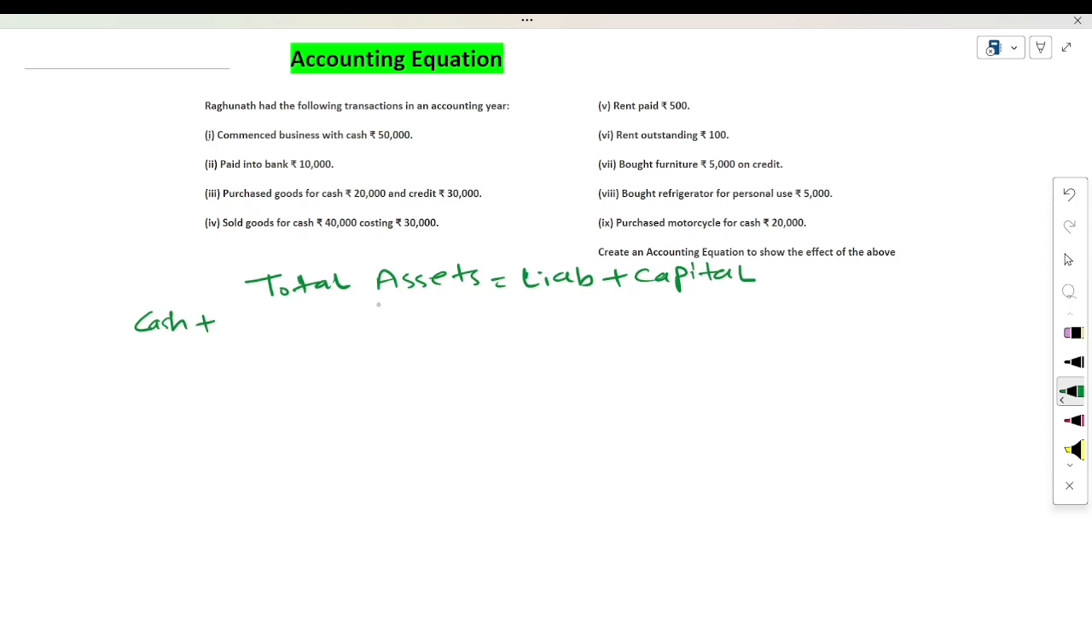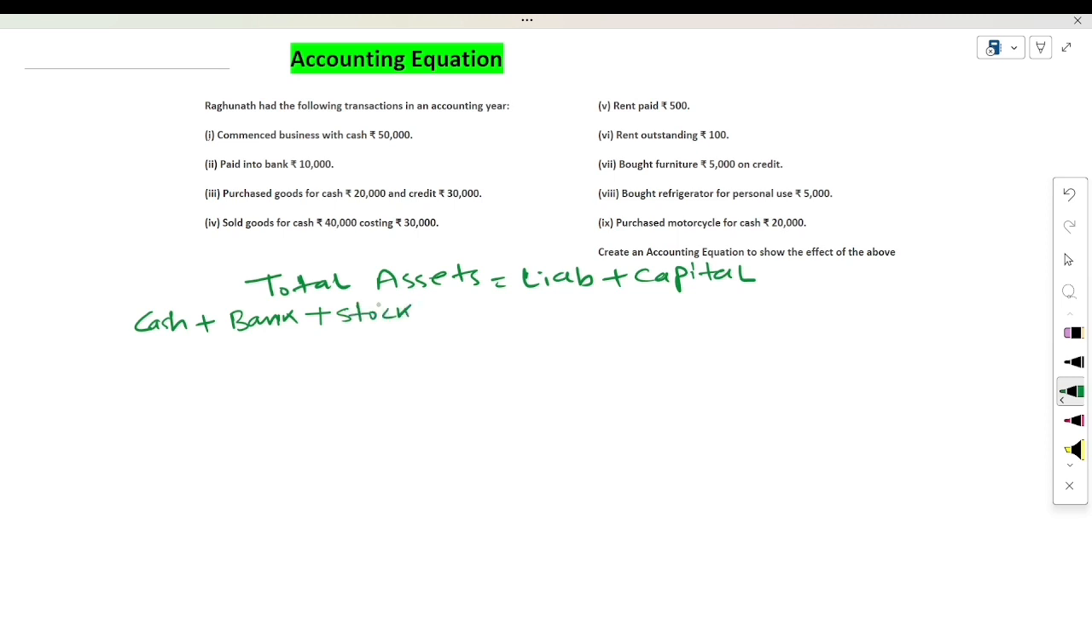Now the second transaction is paid into the bank. It means bank balance will also be created here. So we will write here bank balance and cash balance, both are assets. Third one is purchase goods for cash rupees 20,000 and credit rupees 30,000. From cash 20,000 and credit rupees 30,000, he is purchasing goods. Purchasing goods means a stock will also be created. So we will write here stock.